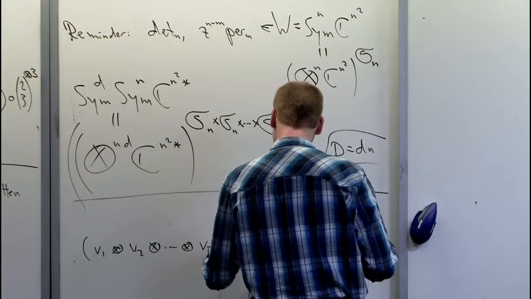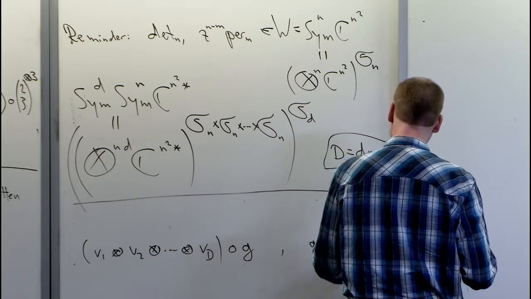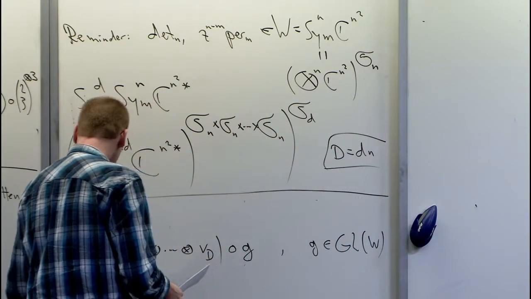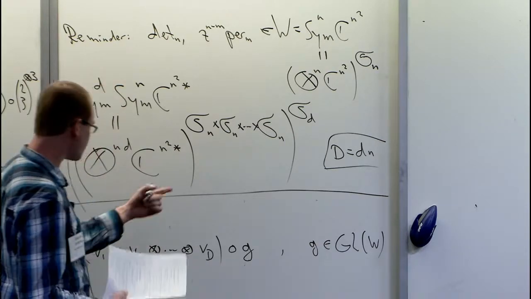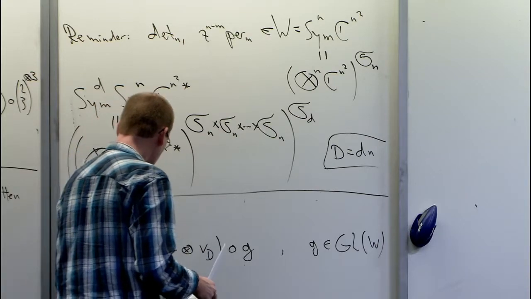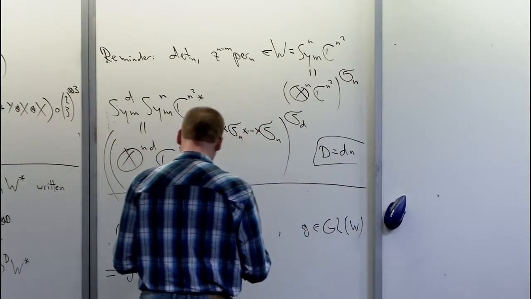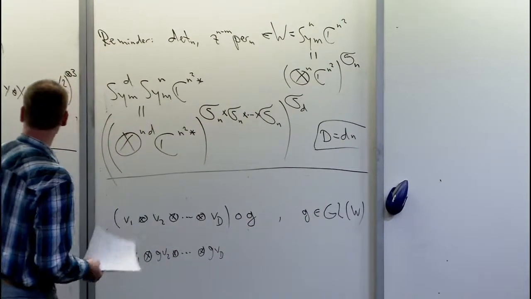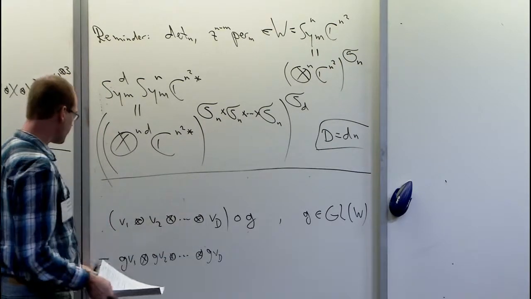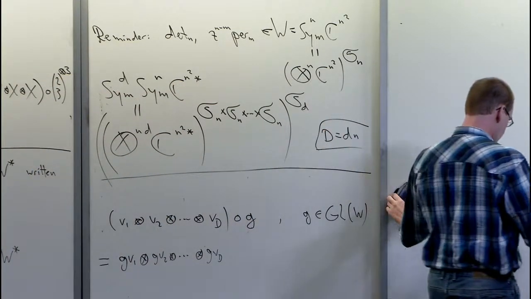So you want to act on it with some G, and G is some element from GL(W), say W. And this is just a right action, and we all know how this is defined. It's just the normal action that you would have. So it's gV1, then gV2, and so on, up to gVD. And we see immediately that both actions commute, because one is rearranging the tensor factors, but the other is doing the same thing on each factor. So those commute, which is nice.